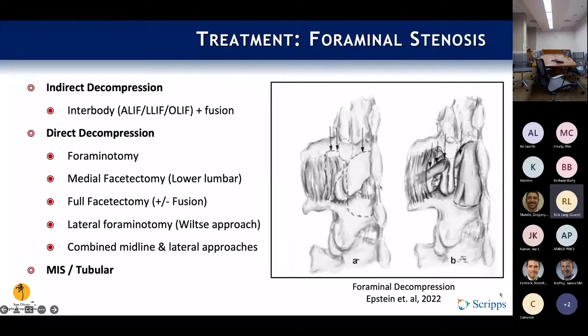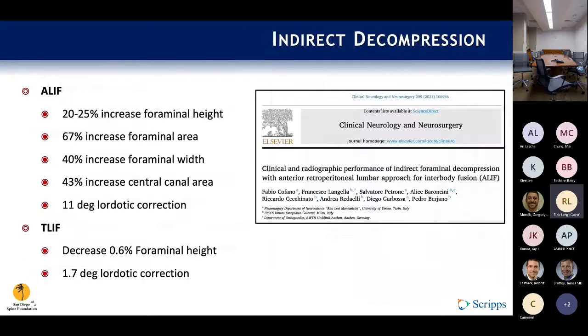For direct decompression, as shown here by Epstein et al., and that's not 2022, that's a typo, I'll fix that. But foraminotomy, you can do a medial one, depending upon where the compression is. Obviously medial facetectomy through a midline approach. You could do a lateral foraminotomy through a Wiltse approach. If it's more lateral compression, a full facetectomy, potentially requiring a fusion there, or you can do combined midline and lateral, and there are also MIS and tubular options. Some literature shows the benefits of indirect decompression because of that loss of foraminal height and posterior disc height.